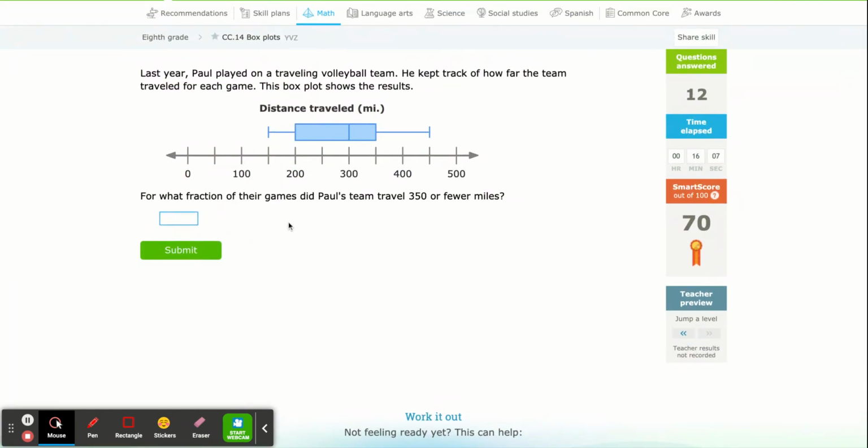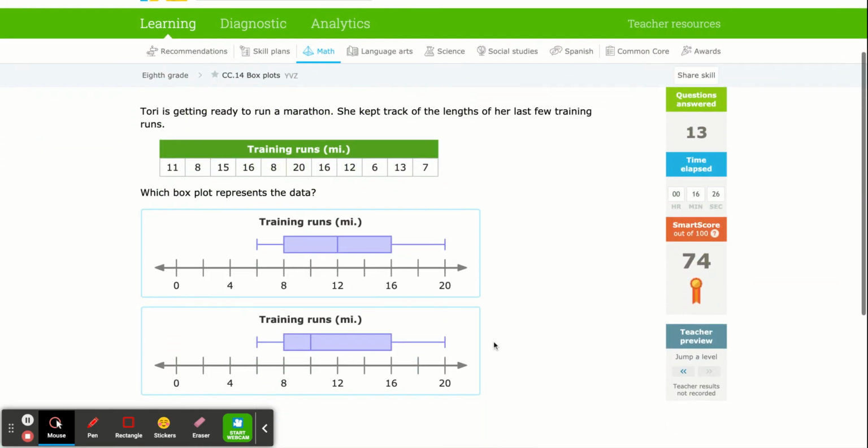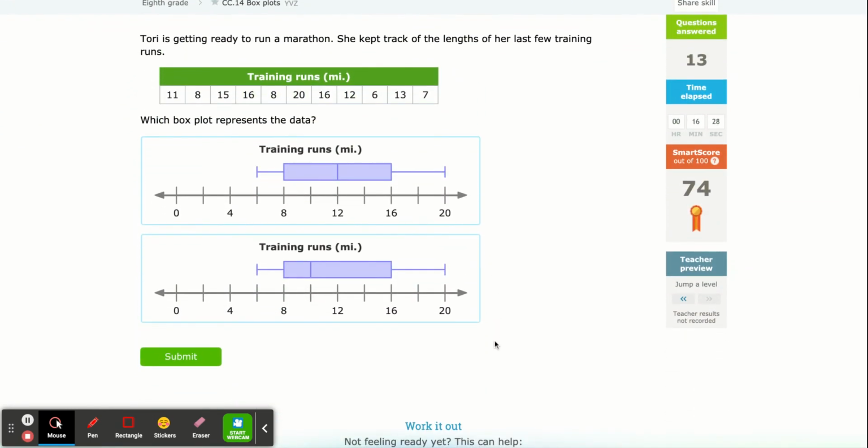What fraction of their games did Paul team travel 350 or fewer miles? 350 and fewer. So remember, there's a quarter here, a quarter here, and a quarter here. That's 3/4. 3/4 of them, because only 1/4 was above. If you have any questions on this, please do bring them to class. And again, hopefully you were laughing at all my simple mistakes earlier.